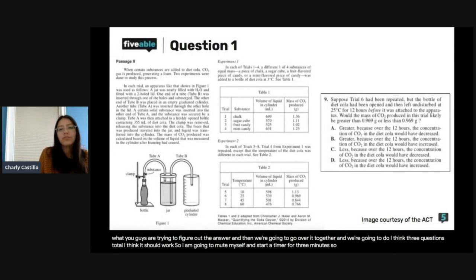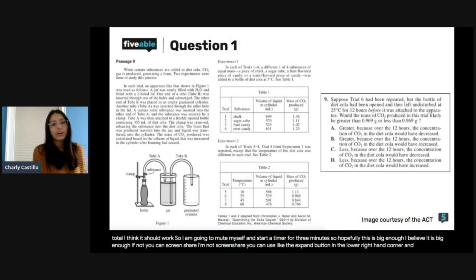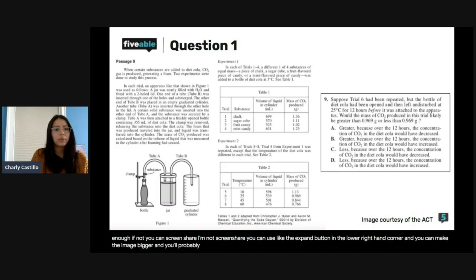So hopefully this is big enough. I believe it is big enough. If not, you can use the expand button in the lower right-hand corner, and you can make the image bigger, and you'll probably be able to read it. I see a message in the chat: let us know when to submit our answers. You can submit for question 1 whenever you'd like.